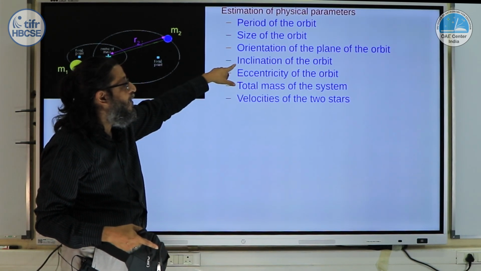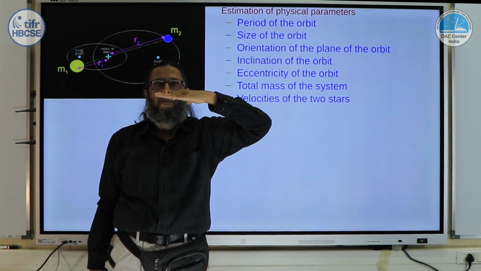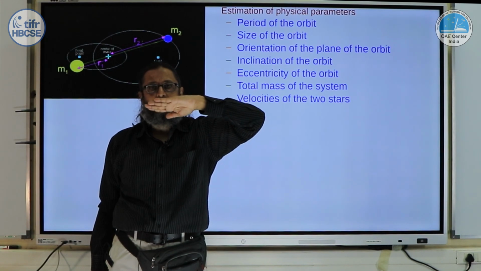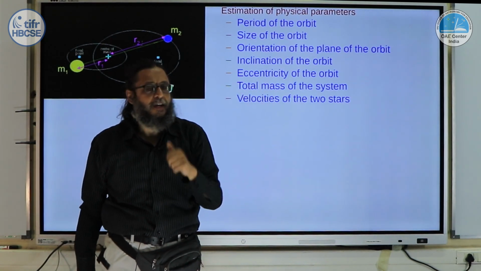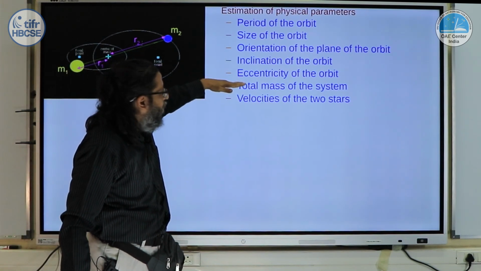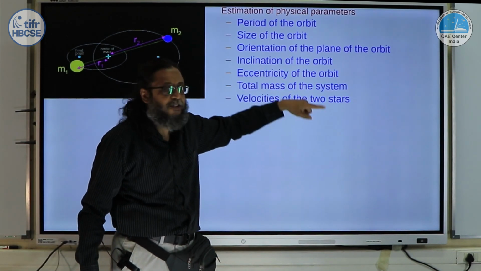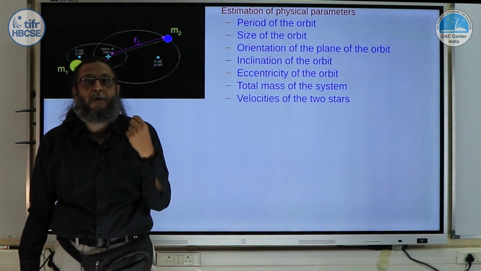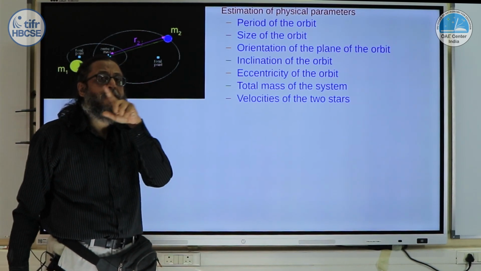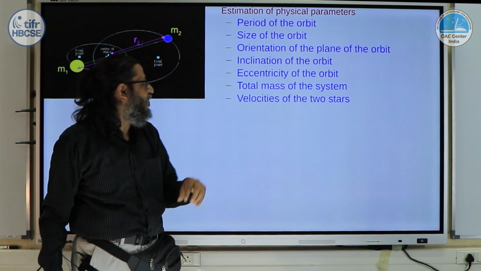Then comes the inclination of the orbit. So if I have this as the plane of my orbit, it can be inclined also, right? We'll talk more about this in the subsequent slides or in the subsequent video. Then we need to know the eccentricity of the orbit. So now we have to talk about the property of the ellipse: how circular it is, or how much it deviates from a circle.